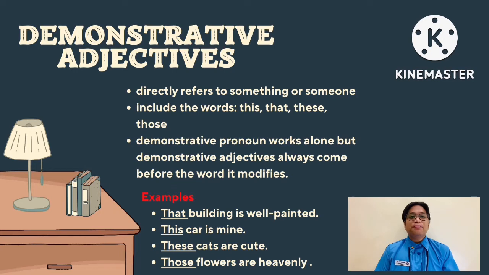Okay, the fourth example, we have: those flowers are heavenly. This is used when you are pointing to an object which is far away from you, and it is in plural form. So in this sentence, those flowers are heavenly, the demonstrative adjective used here is those, which describes our noun, the flowers.